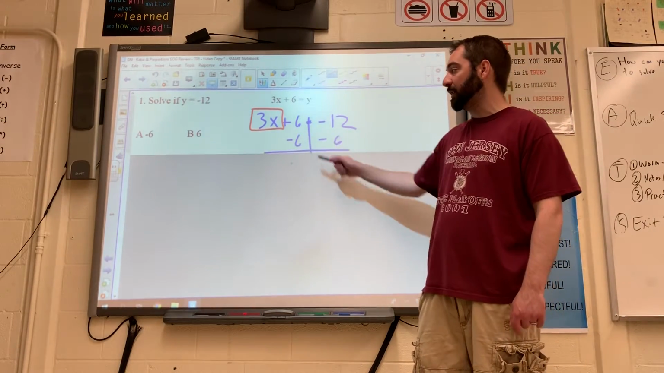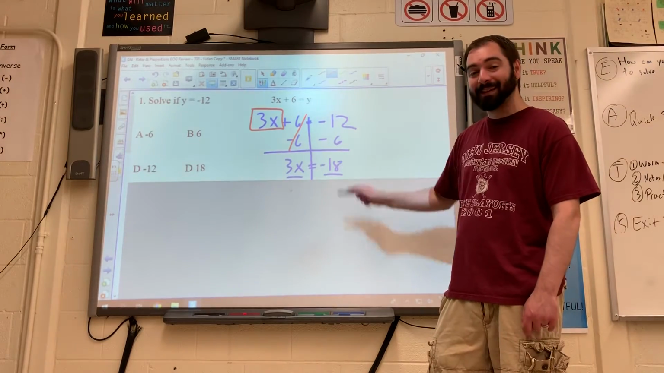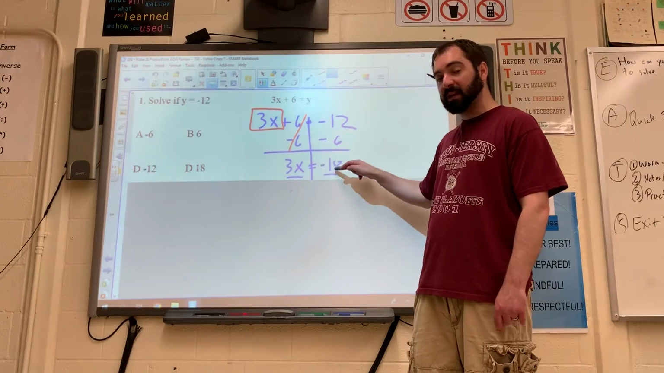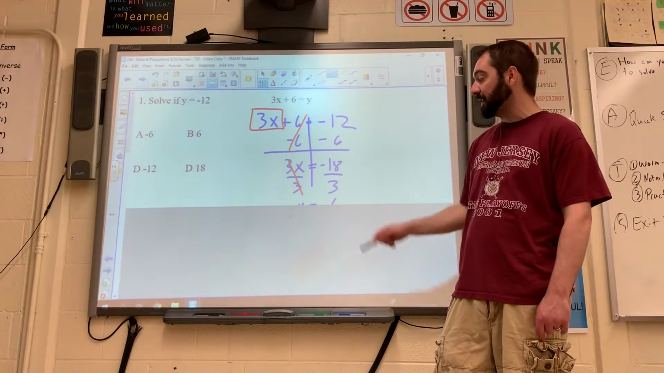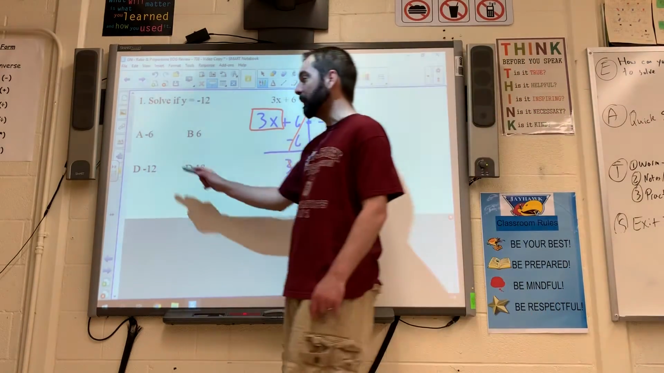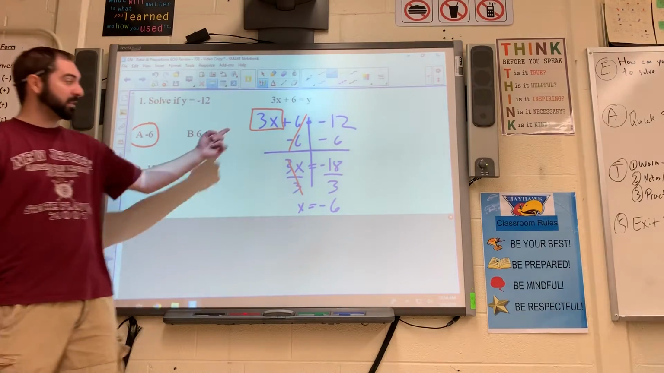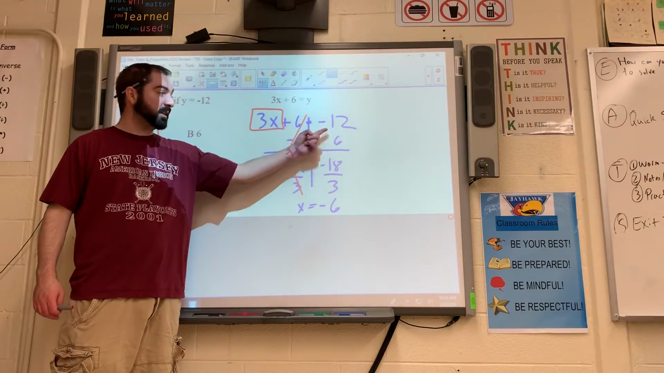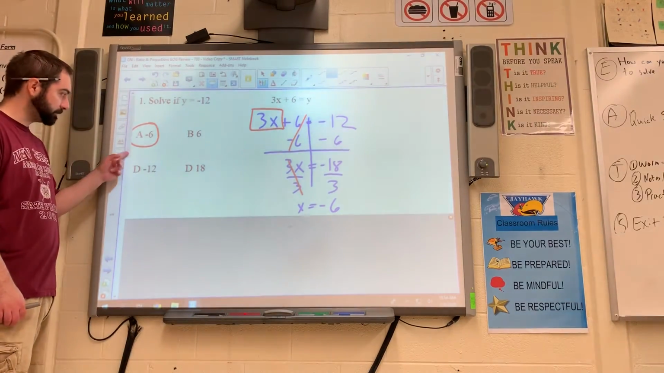So we have plus 6, so the first step is to subtract 6. Negative 12 minus 6 in a calculator is negative 18. 3 times x equals negative 18. I said times 3, so that's why I divided each side by 3. Negative 18 divided by 3 is negative 6. So number 1, you should have got A, negative 6. Again, it makes sense because 3 times negative 6 is negative 18. Negative 18 plus 6 is negative 12. I checked my work. I know I have a solid answer.